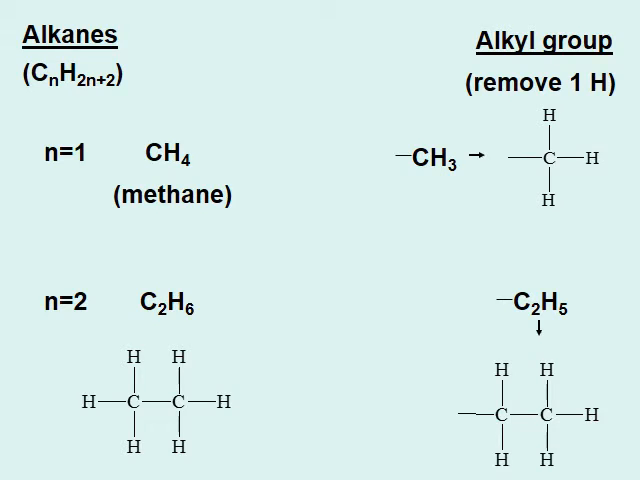In this slide, we're going to show you how you get different alkyl groups from alkane. Basically, you remove one hydrogen from an alkane and that would give you an alkyl. For example, this is methane. If I get rid of one hydrogen, I get methyl. So this is methyl. And this is where the hydrogen was removed.